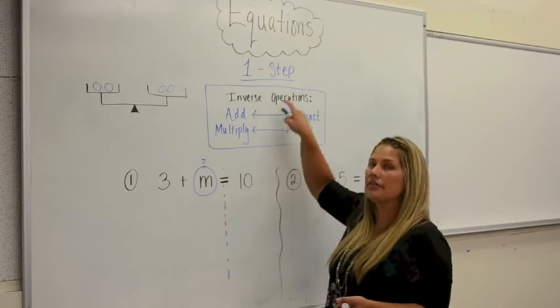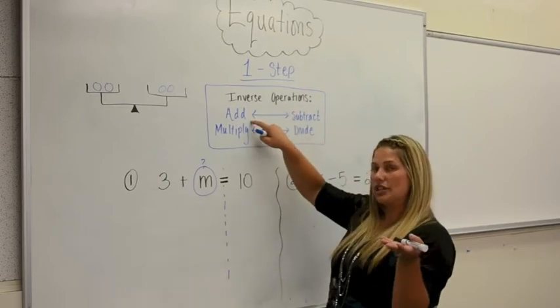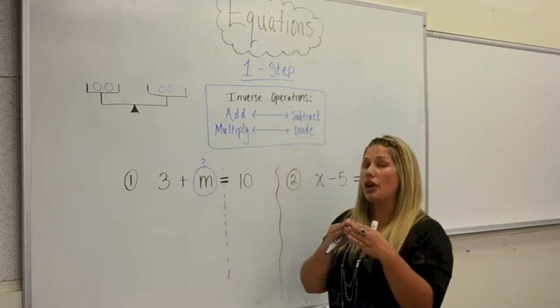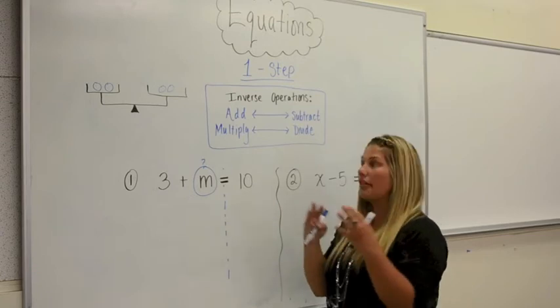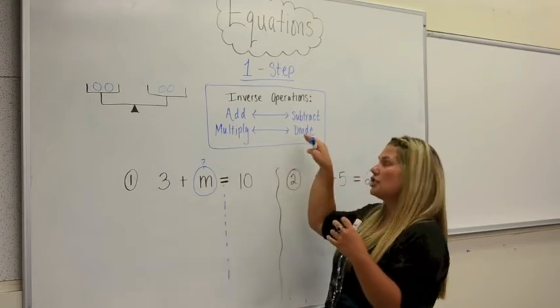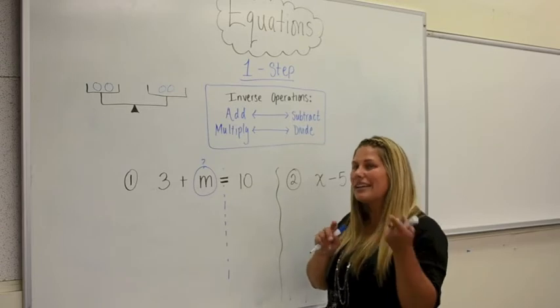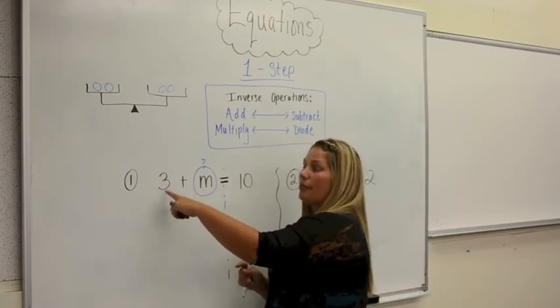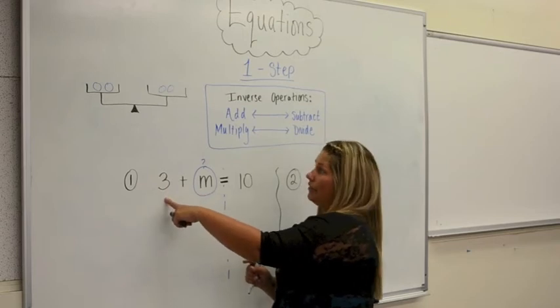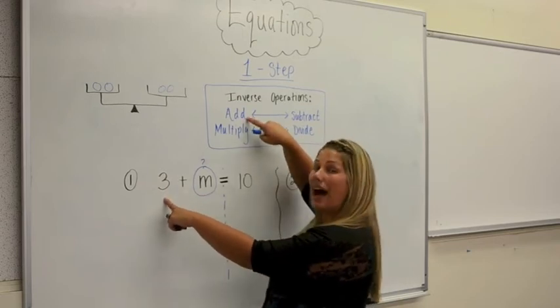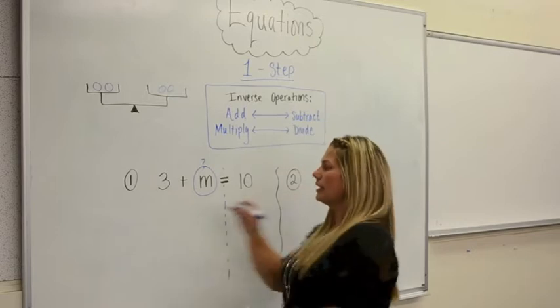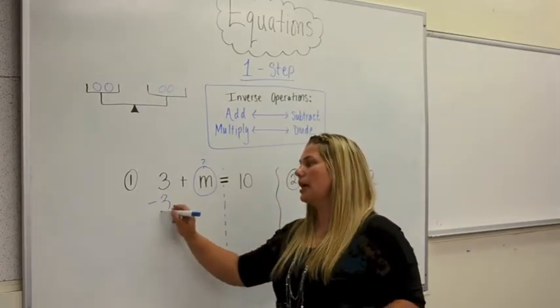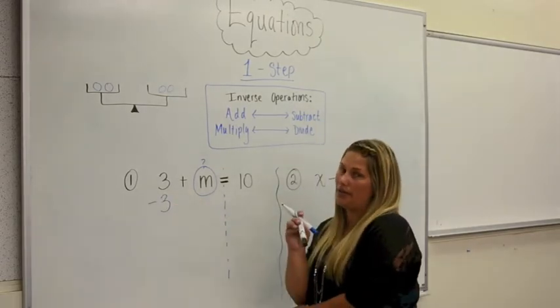Well, according to inverse operations, addition is the opposite of subtraction because they cancel each other out. And multiplication is the opposite of division. We'll get to that a little later. Right here we have an addition problem. We have a positive 3 that we need to get rid of. Well, to get rid of adding positive 3, we just have to subtract 3. So I'm going to put that underneath my plus 3.